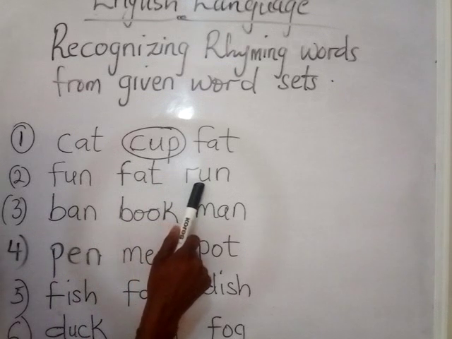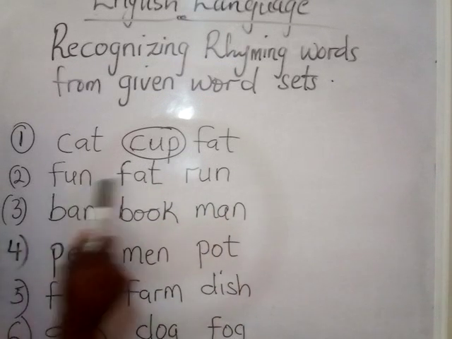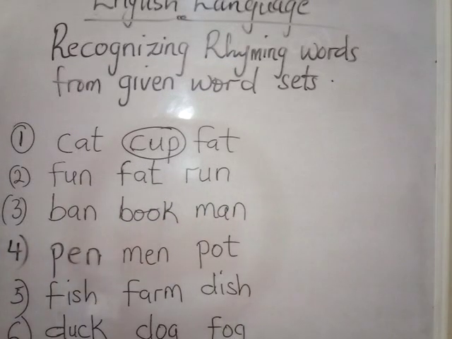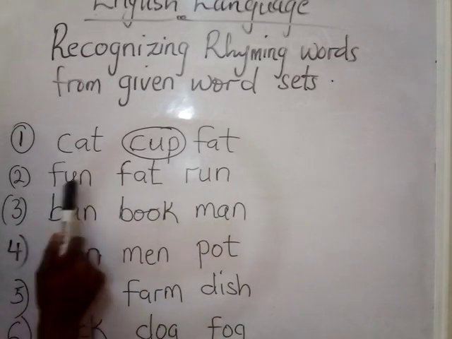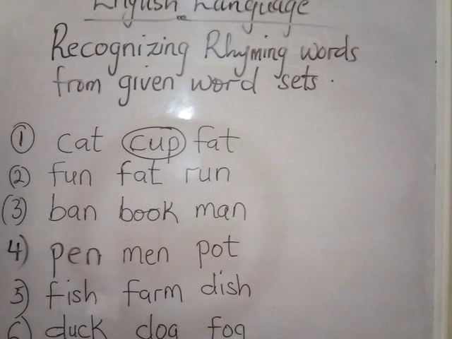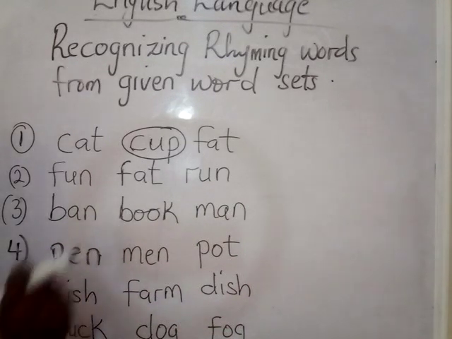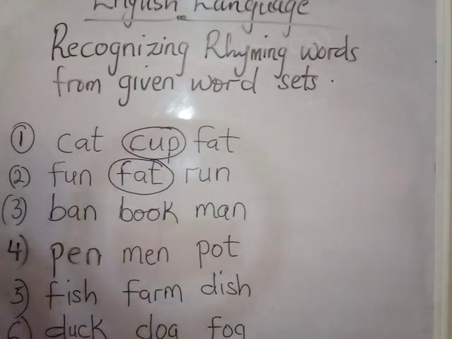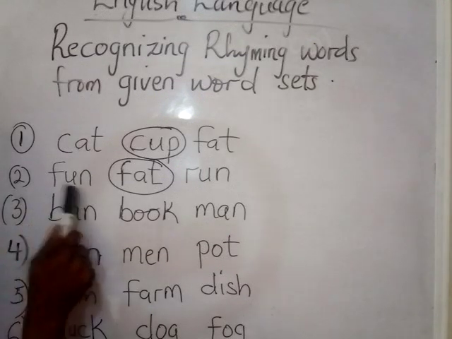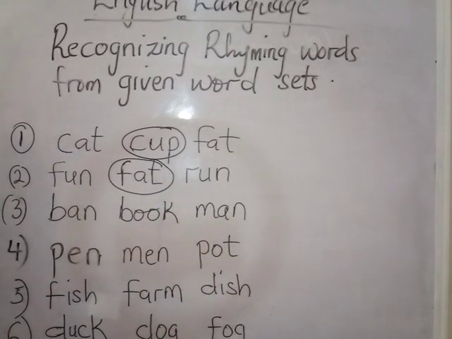and the next sound in run is "un." They sound alike, don't they? Fun, run. Remove the first sounds, and you have "un." So fun and run are rhyming words. So the one that shouldn't be here is this word fat. Fat does not rhyme with fun and run. So we circle it. It ought not to be there.